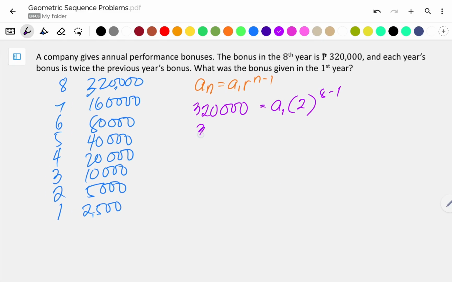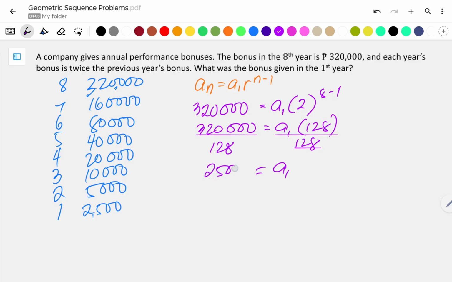So we will have 320,000 equals a sub 1 times 2 to the 8 minus 1, which is 7. 2 to the 7 is 2 times 2 times 2 times 2 times 2 times 2 times 2. That will give us 128. And divide by 128, and you will get a sub 1 equals 320,000 divided by 128 is 2,500.